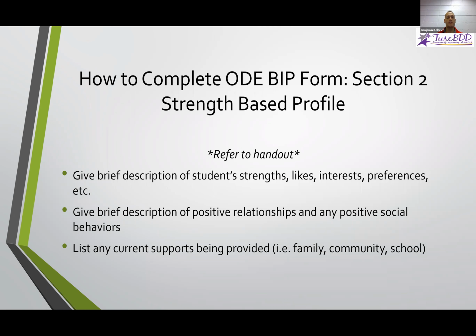You give a brief description of positive relationships and any positive social behaviors. So you want to talk about if they're in sports, if they participate in bands or clubs or anything like that, how they interact with their peers in a positive manner, if they have any positive skills that they demonstrate daily in class. You're going to talk about all of that in there.